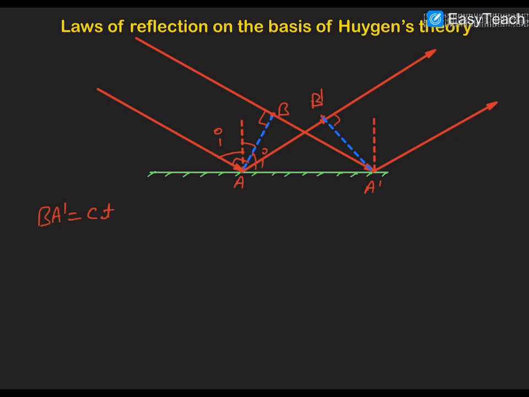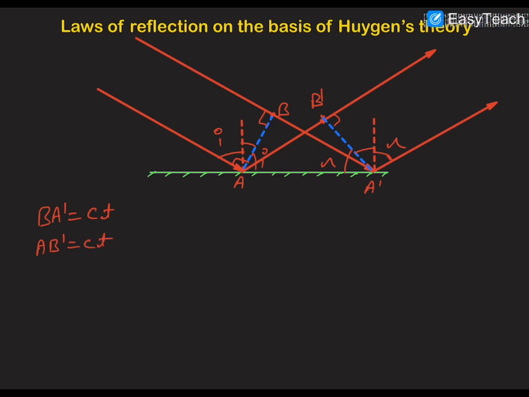Okay, and this angle will be the angle of reflection R. This angle will be 90 minus R, and this angle will be R again. So you can also see that if this ray takes time t to reach from B to A dash, this ray will take the same time t to reach from A to B dash. Therefore, AB dash distance will also be equal to ct.